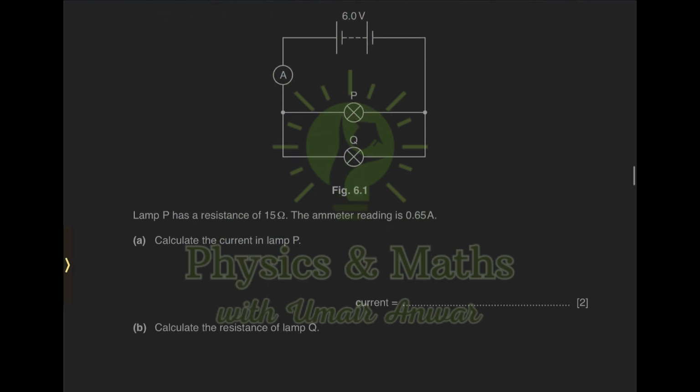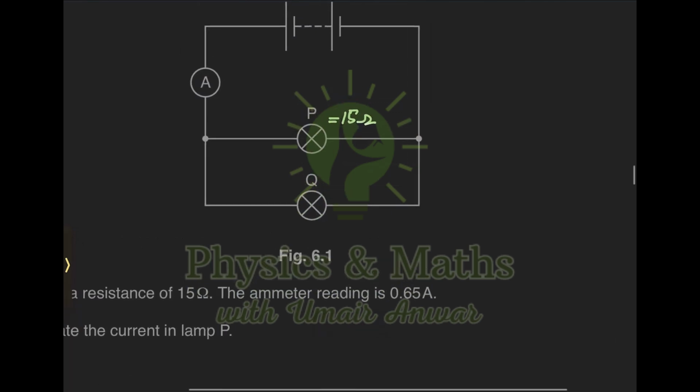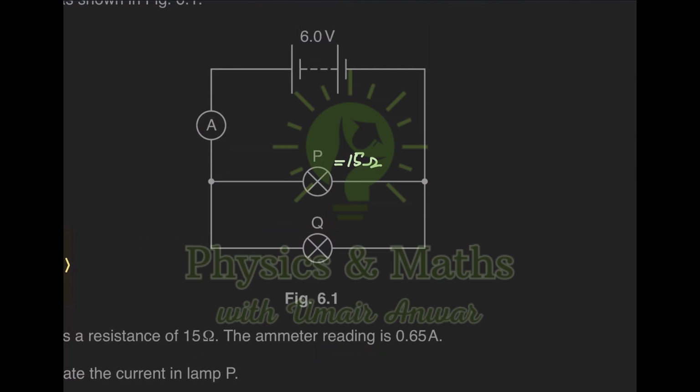The next part of the question says lamp P has a resistance of 15 ohms. So this particular lamp has the value of resistance as 15 ohms. Now remember, in a parallel circuit, the voltage of each branch is the same as the voltage source or the EMF source. So the voltage of this branch is going to be 6.0 volts, and the voltage of the second branch is also going to be 6.0 volts here.